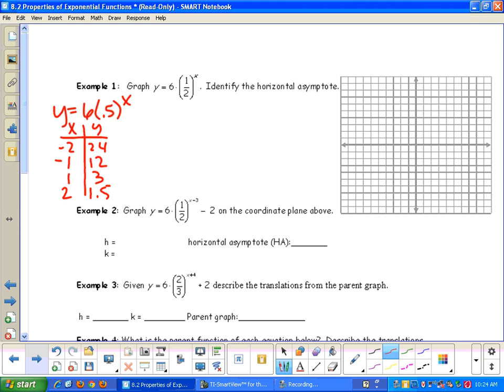So I'm going to go by 2's on my y scale. So this would be 10, and this would be 20, and 1's on my x scale. So this would be 5, and this would be 10. So for this graph, I have the point 0, 6, which would be right here. And then I have the point 1, 3, and I have the point 2, 1.5, and then negative 1, 12, and negative 2, 24, which would be all the way up here.